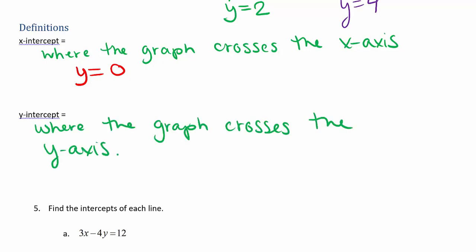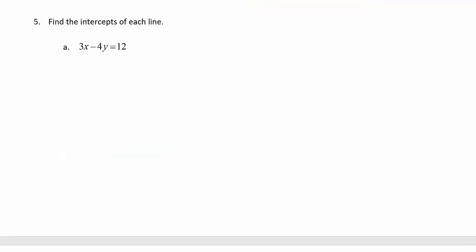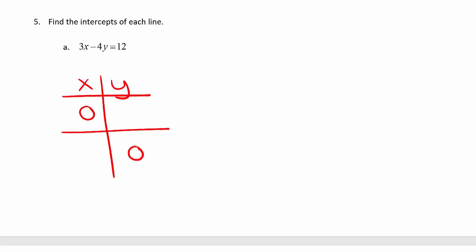The y-intercept is where the graph crosses the y-axis, and if you are on that y-axis, that means the x value is 0. So if we want to find the intercepts of a line, we actually have to plug in zeros. To find the intercepts of a line, we can make a table of values, but we're going to pick 0 for x and 0 for y. When x equals 0, we're at the y-intercept. When y equals 0, we're at the x-intercept.